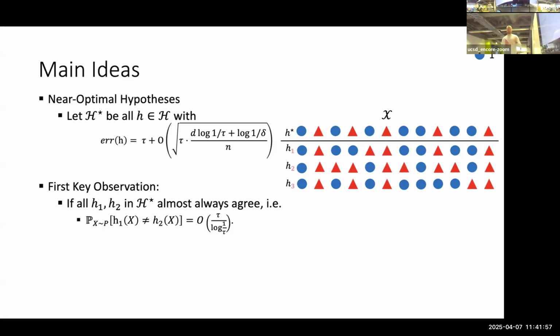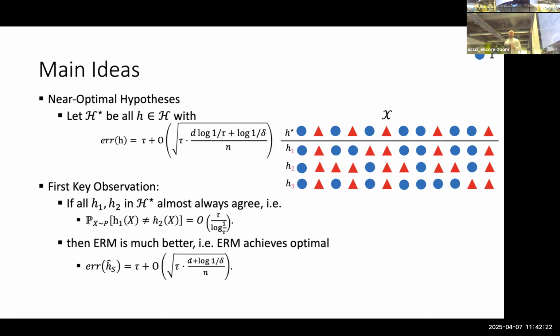Then you first make one key observation. I won't prove it here, but it's kind of interesting. The observation is that if every pair of hypotheses in this set H star, so all pairs of hypotheses that are near optimal, almost always agree on their predictions. And what do we mean by almost always? That the probability that I get a data point from this distribution D where they disagree is at most tau over log 1 over tau. If this is the case, then we can show that ERM actually works better than all the previous guarantees. You actually get an optimal bound if you run empirical risk minimization, if you have this promise that any pair of hypotheses that are near optimal are basically almost the same hypothesis.